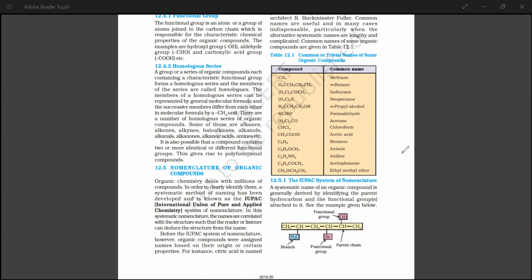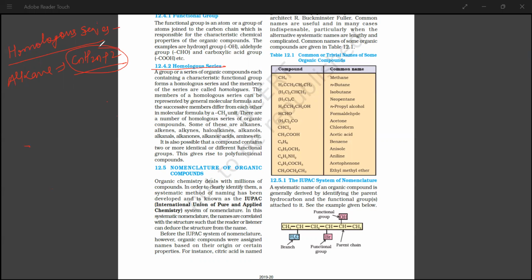As in our last class, I was talking about homologous series. Homologous series, what does it mean? As we have our family, our khandan, in that family many things are common, and like that, a homologous series is also there. For example, alkanes have the general formula CnH2n+2, which means all members of this alkane homologous series will have this general formula.